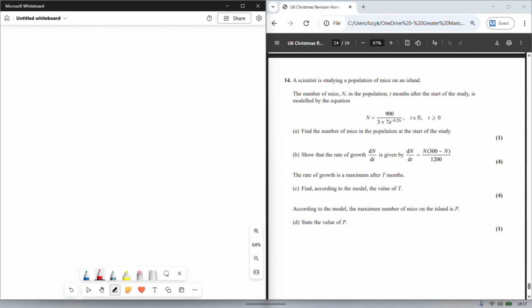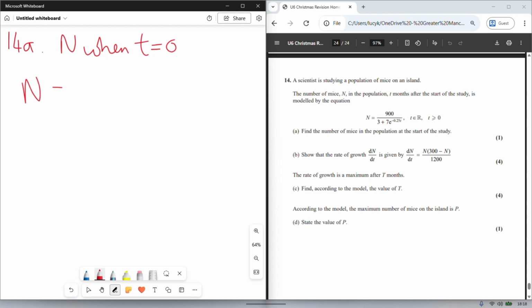And then we want to find A, which is quite straightforward. That's why it's only 1 mark. The number of mice at the start of the study. So that's basically we want to find n when t is 0. So n when t is 0. So let's have a go at that.